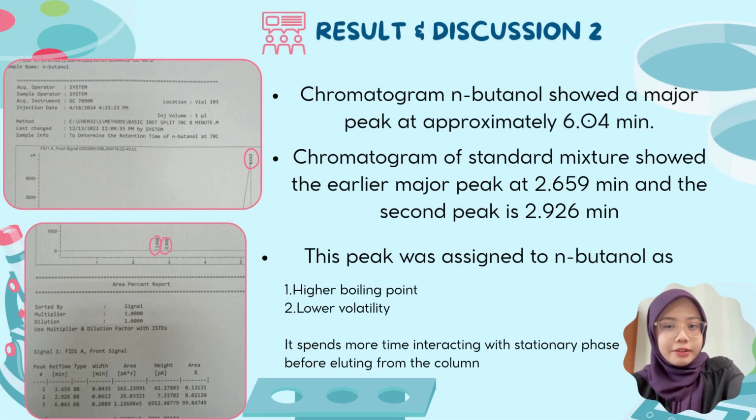Next, let's take a look at the chromatogram of butanol. It shows a major peak at approximately 6.04 minutes, and the standard mixture shows the earlier major peak at 2.6 minutes and the second peak at 2.9 minutes. This peak was assigned to N-butanol as it has a high boiling point and lower volatility. It spends more time interacting with the stationary phase before eluting from the column.